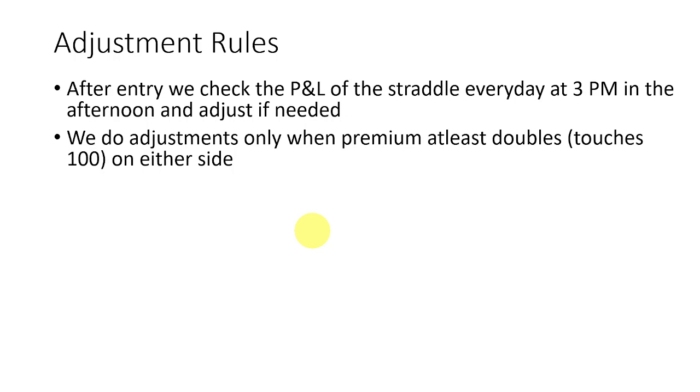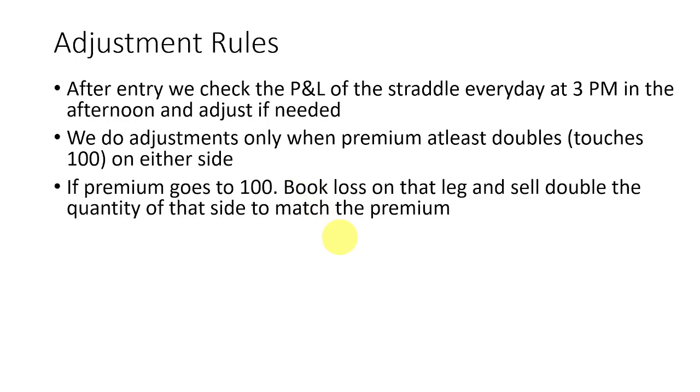We are going to do an adjustment if we see that our premium has doubled on either side. Say we are entering with a premium of ₹50. If the premium doubles, at least if it goes to 100, it may be 100 or 150 or 180 or whatever it is, at that time we are going to do our adjustment. Only then we are going to do an adjustment. And what is the adjustment? Say suppose we have sold 18,000 call at ₹50.